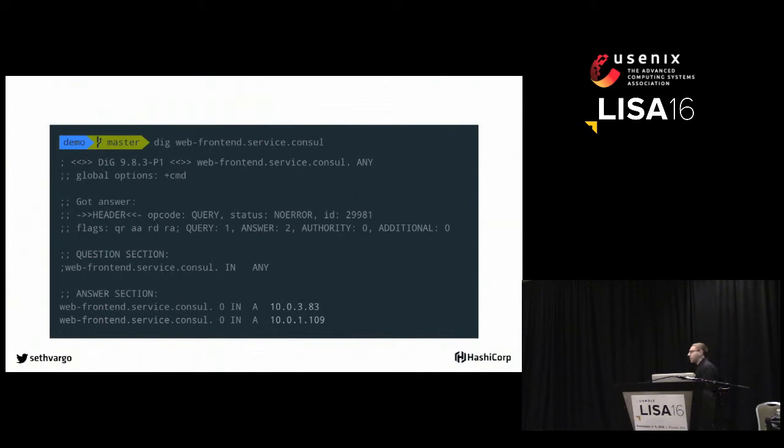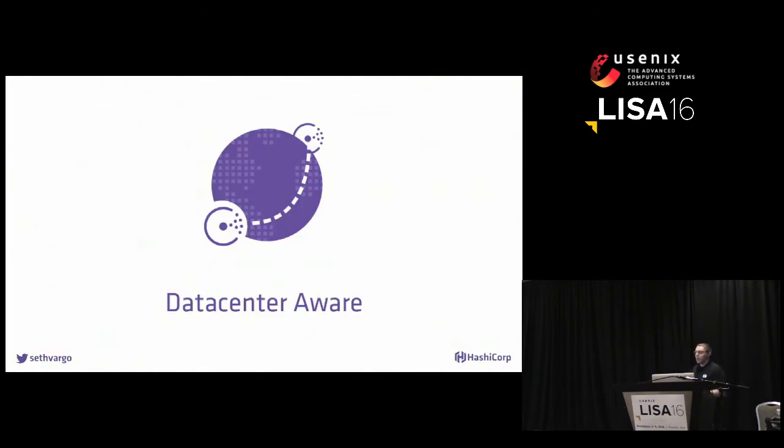If those services run on a different port, or if they're advertising different ports, you can query for a special type of record, an SRV record, and that'll tell you which port that particular service is running on. And we'll look at some examples there in a little bit.